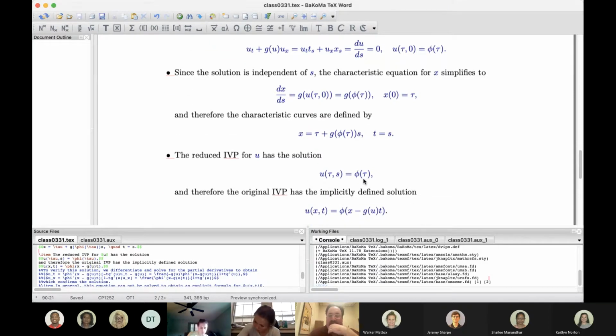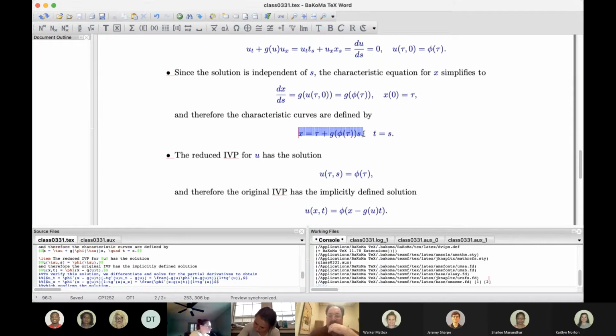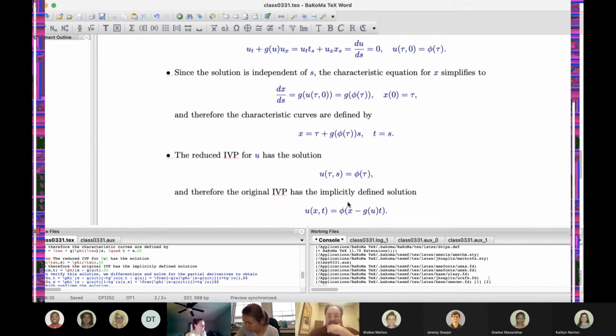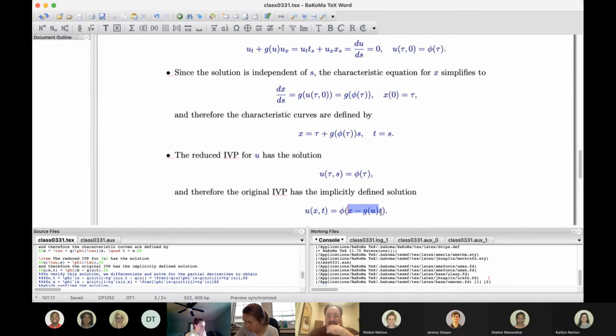So what I can do is go back to this equation and solve for tau. If I rearrange this, tau is equal to x minus this term. But phi of tau is u, and s is t. So that's how I get this, x minus g of u, t. Rearranging this and keeping in mind that u is phi of tau gives me this expression here.